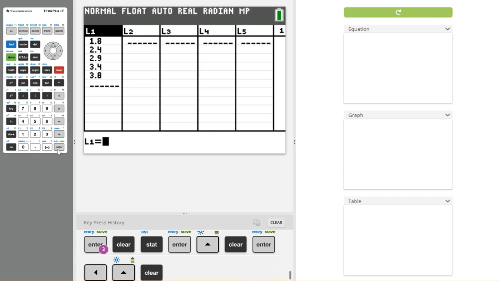The only reason I'm clearing these instead of using the other lists is because I just have a preference to use list 1, list 2, a lot of defaults for that. So the ages I had for my students, I'm going to enter in list 1 here.